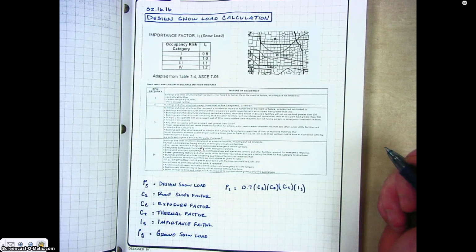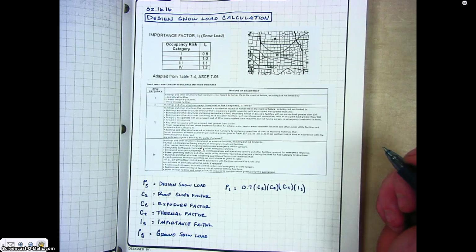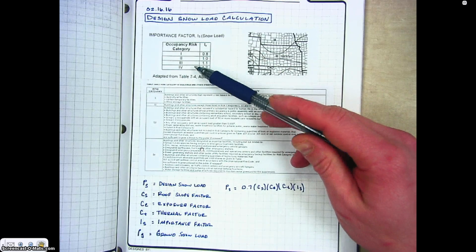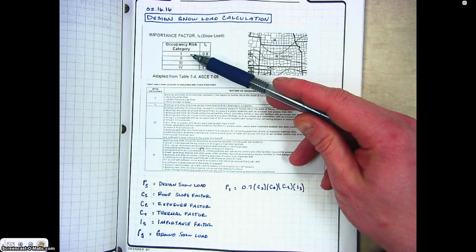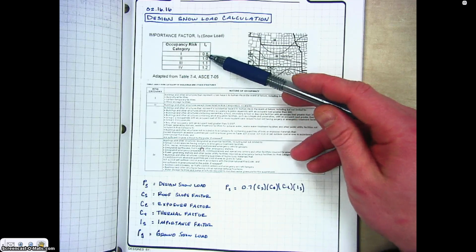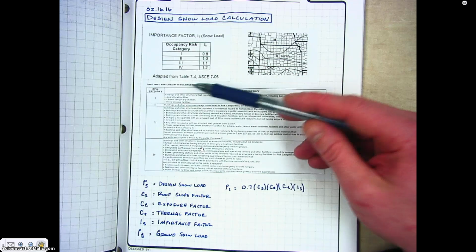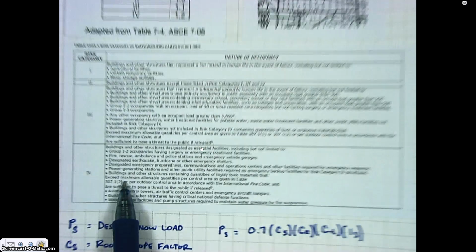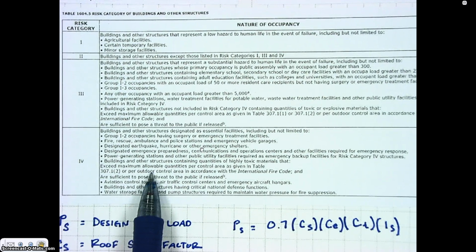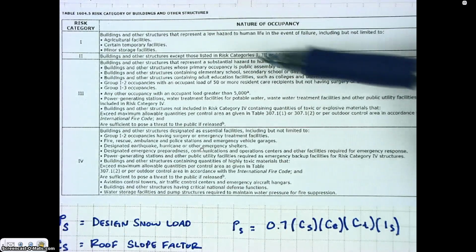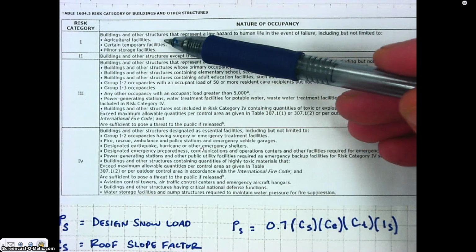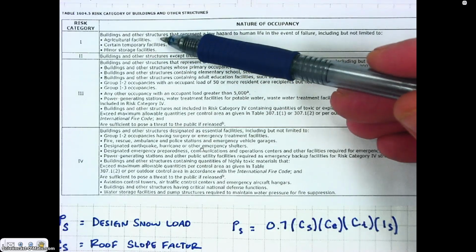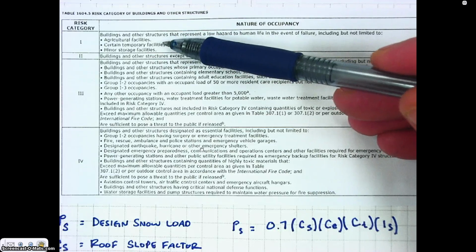The importance factor of the building is based on this table right here. There are 4 categories, and you put this number in place for that importance factor based on which category your building falls under. If we look at our table where it defines each of those categories, we can see that a risk 1 category is things like agricultural buildings, temporary facilities, minor storage facilities. These are things where people aren't typically going to be working in a whole lot.